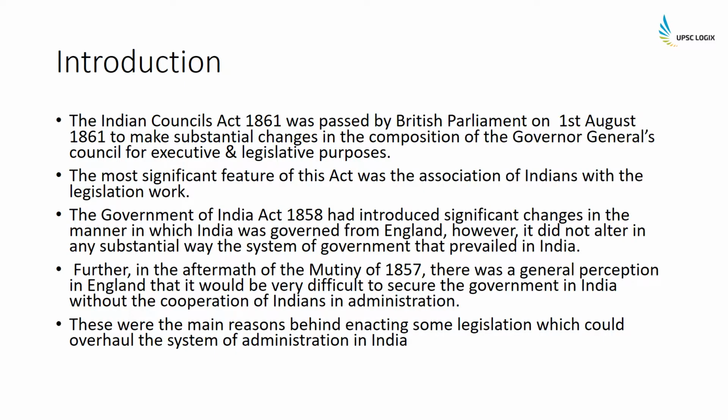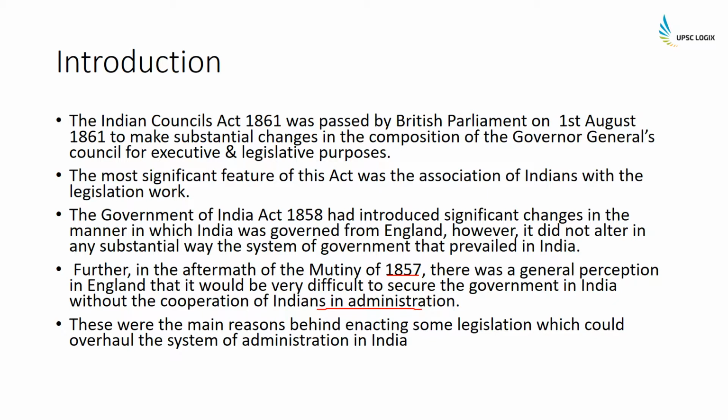The Government of India Act 1858 transferred the power from the company to the British Parliament, and in the aftermath of the mutiny of 1857, it was a general perception in England that it would be very difficult to secure the government in India without the cooperation of Indians in the administration.